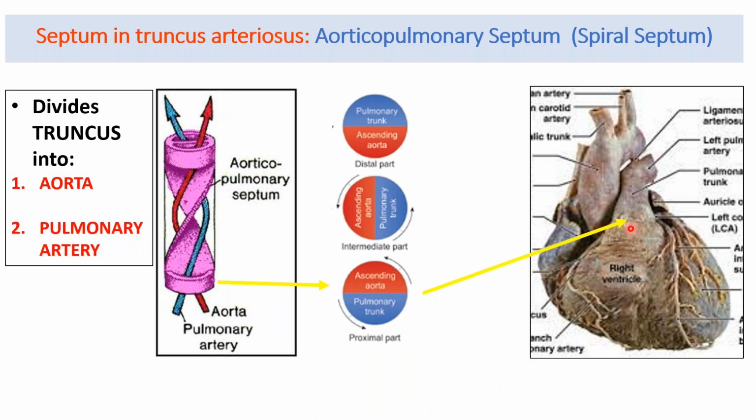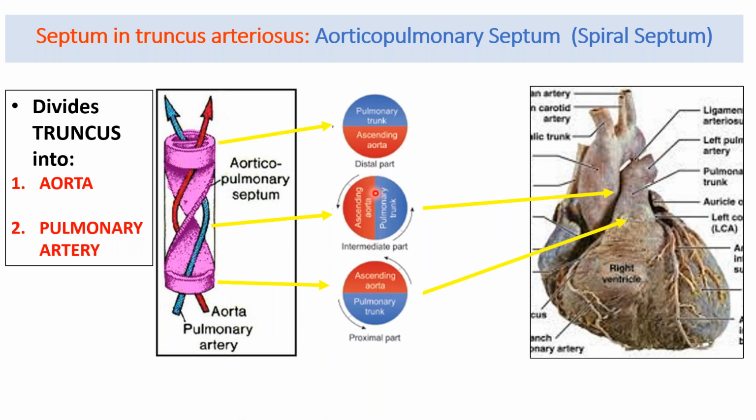picture, you can see the relation how the pulmonary trunk is in front and aorta is behind at the proximal part of the truncus arteriosus. Now let's see what happens in the middle portion. In the middle portion where the spiraling has occurred, here the pulmonary trunk is going to go medially and the ascending aorta will become lateral now. This is lateral and the pulmonary trunk has now become medial. So this is the relation of both the channels of the truncus arteriosus by the formation of the septa. This is the position of the aorticopulmonary septa or the spiral septum or the septum in the truncus arteriosus.